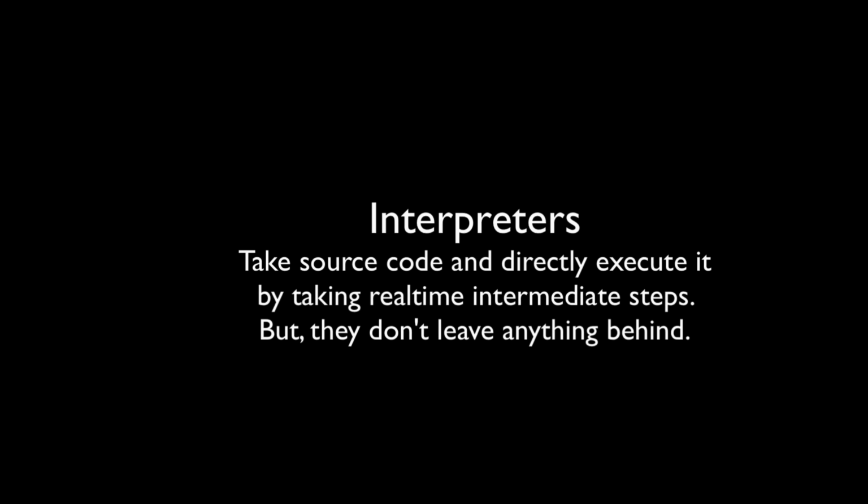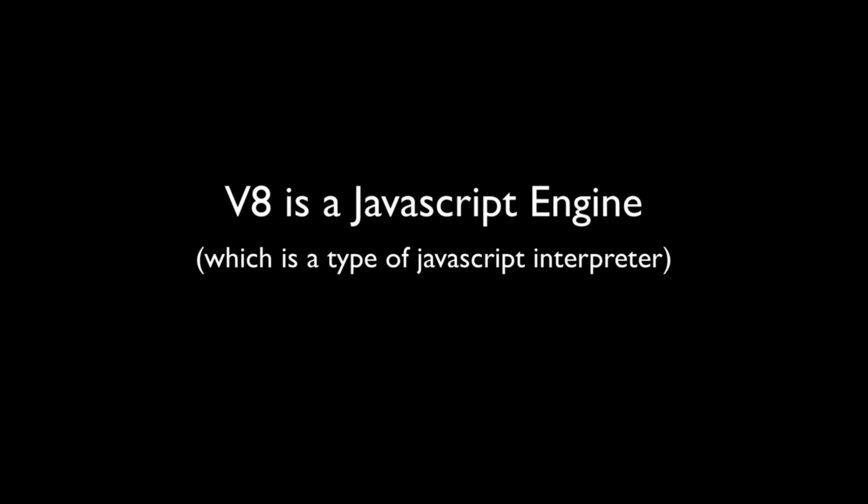Interpreters take source code and directly execute it themselves. They do this by performing real-time intermediate steps, such as compiling pieces of the code as it goes and optimizing aspects of it for performance. So you can think of interpreting as compiling plus executing, except interpreters don't leave behind any artifacts, any executable programs like the compilers do. So what is V8?